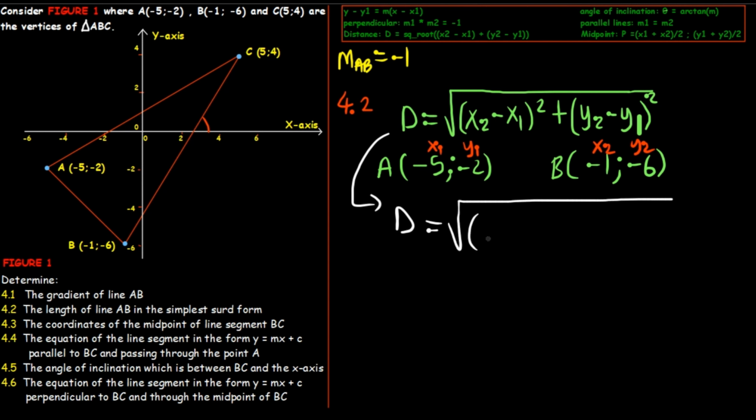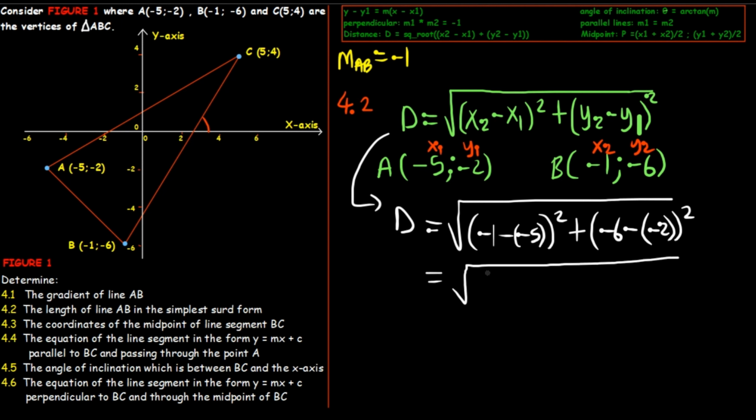So our x2 is -1, and our x1 is -5. So we put it in brackets, then we say plus our y2 is -6, then minus our y1 is -2, then we square. Alright, so now let's simplify. So we're going to get a positive 5. So we get a -1 plus 5. So this is just going to give us a 4, right?